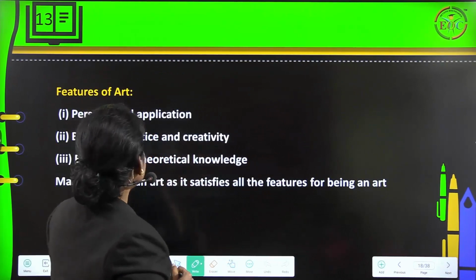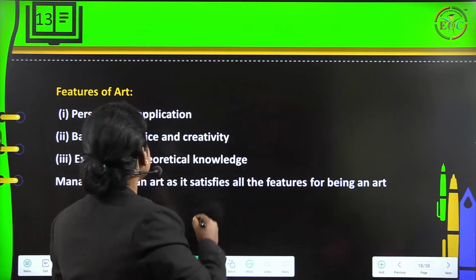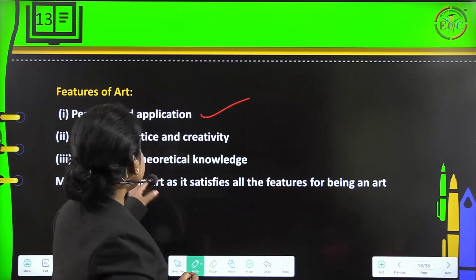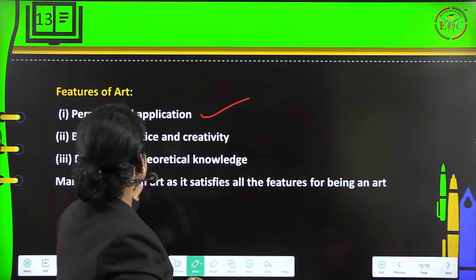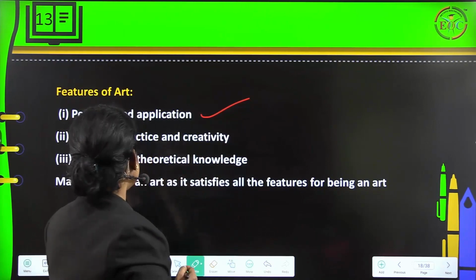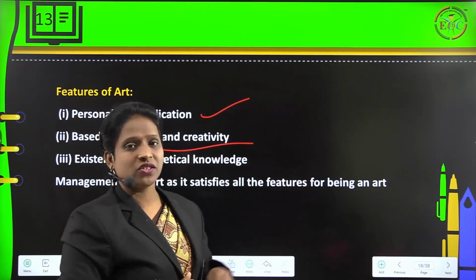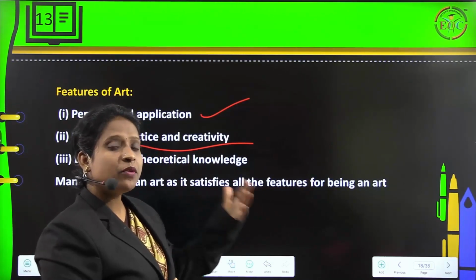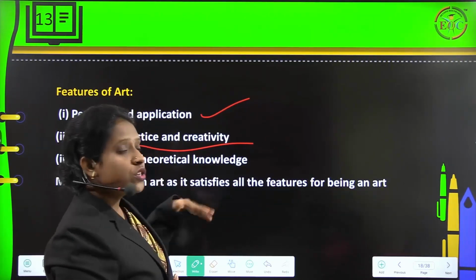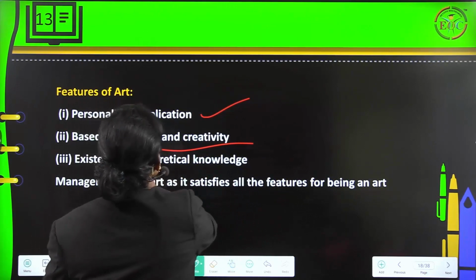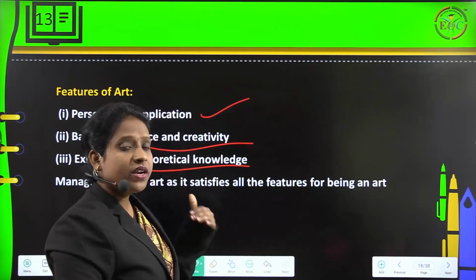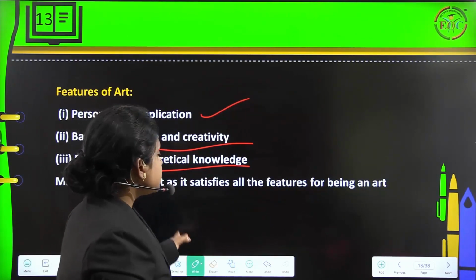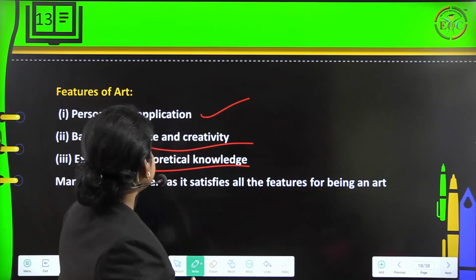Then features of art. The first feature is personalized application, because it depends on the skill and innovation or creativity, so this can be applied by a person. That's why we call it personalized application. Next, it's based on practice and creativity. Depending upon that, it's going to be applied. And next, the existence of theoretical knowledge. They should have theoretical knowledge in order to make it practically applicable. Then management is an art as it satisfies all the features for being an art.